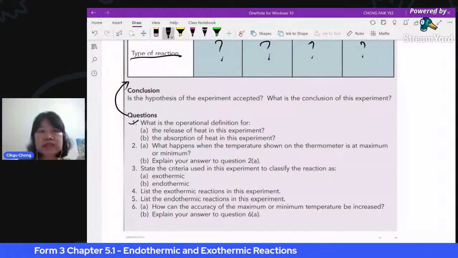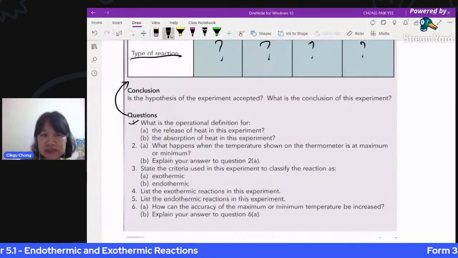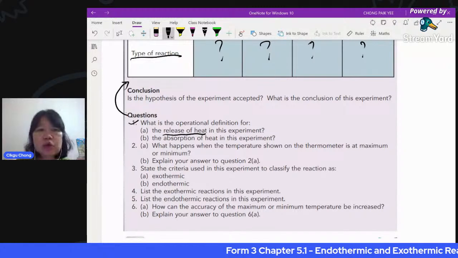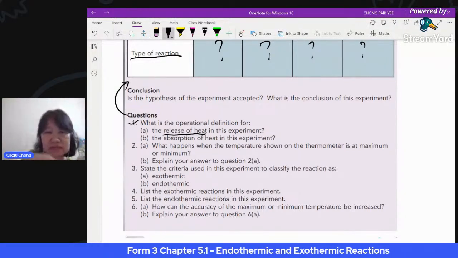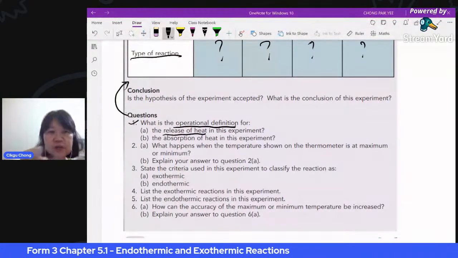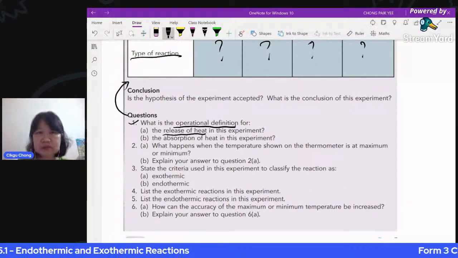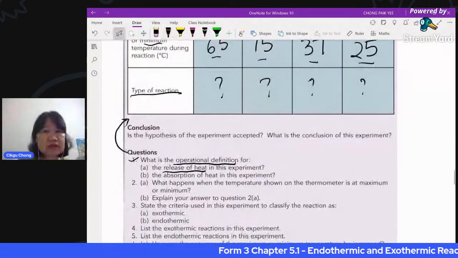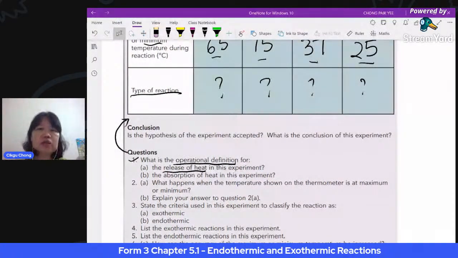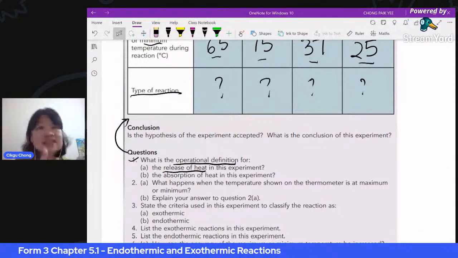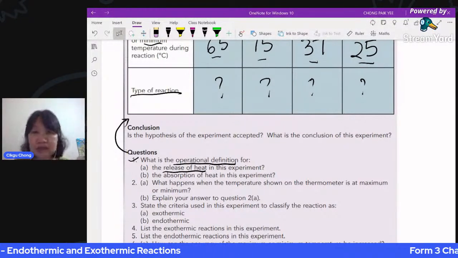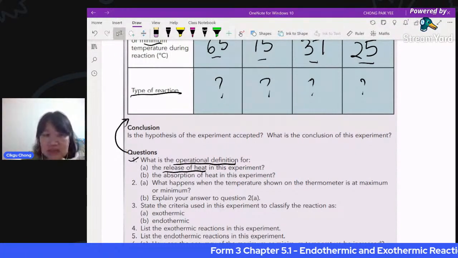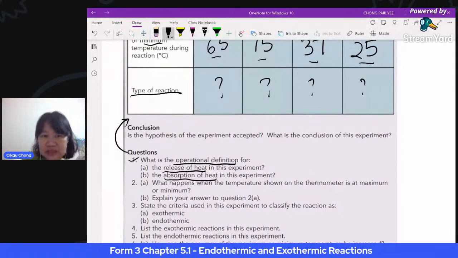But first of all, I think this is easy. Number 1, what is the operational definition for release of heat? Release of heat, that means how do you know the heat is released? An operational definition is something that you can observe. When you do the experiment, how do you know the reaction has released heat or not? Because we have something to measure. This is the clue I'm giving you: something to measure. When you see what happens, then you know there's release of heat. Then absorption of heat as well. So you answer this one.